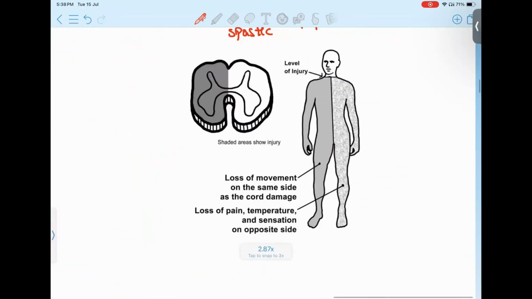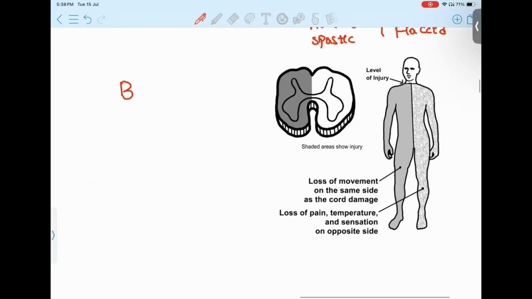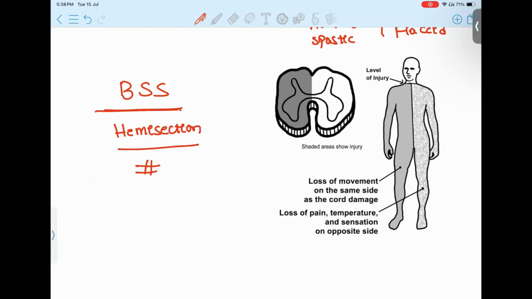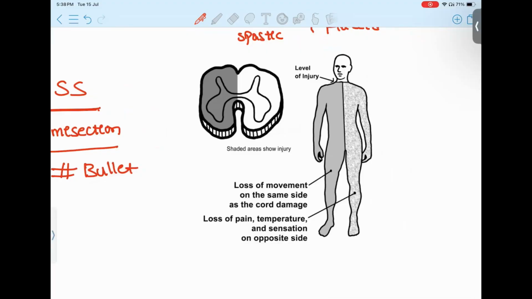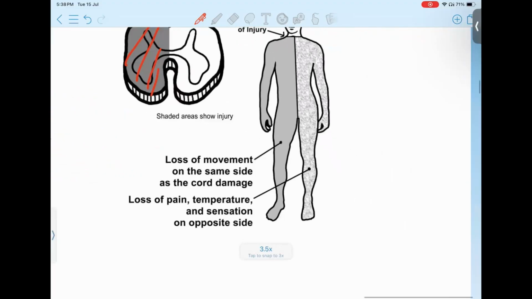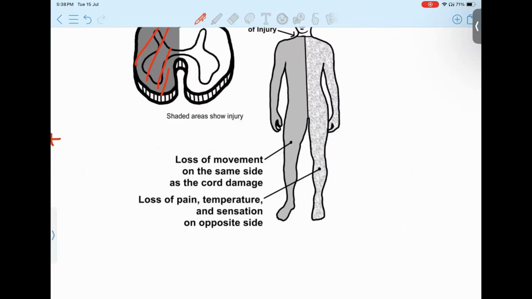Here you can see this patient has Brown-Sequard syndrome. What does Brown-Sequard syndrome mean? This is a hemisection. Very rarely will this kind of case be presented. If the patient has a fracture or a bullet injury, that will cause one side of the spinal cord to be damaged. So the loss of movement is seen on the same side of the cord damage.